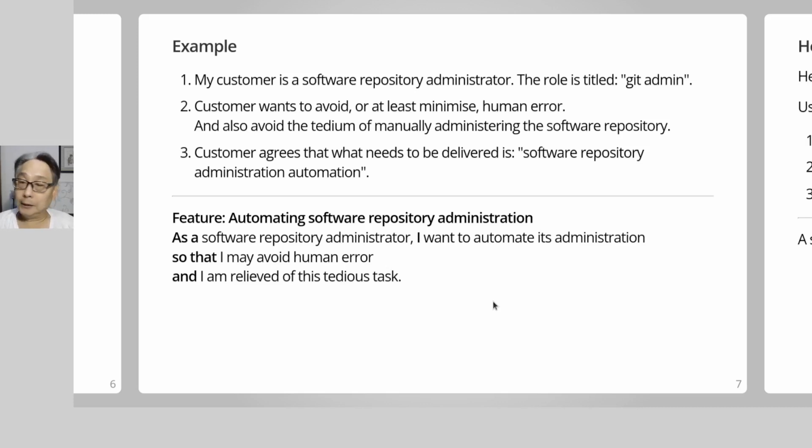So first, I write the description. As a software repository administrator, that is the customer, I, the customer, want to automate its administration so that I, the customer again, may avoid human error and I am relieved of this tedious task. After writing the description, put on your thinking hat and write an attractive feature title. In this case, I called my feature Automating Software Repository Administration. I prefer to use active language. Other people use passive language like software repository automation or something like that.